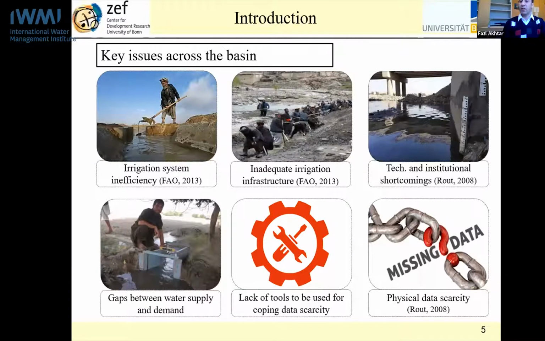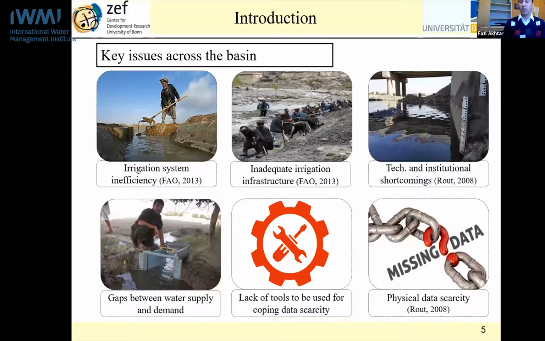Then there are technical and institutional shortcomings at the higher education level also. Most of the universities don't have specialized programs in the water management or water resources sector. The institutions which deal with this are under-resourced, for example the Ministry of Agriculture, Irrigation and Livestock, and the Ministry of Energy and Water, formerly a ministry but now the National Water Regulatory Authority. They are largely under-resourced. So this is another issue which makes it hard to manage water efficiently.